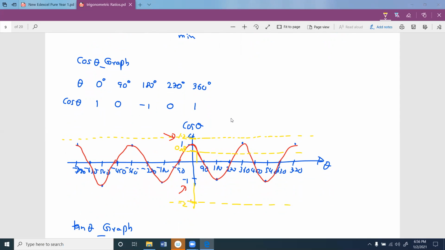Should I do cos -2? Sorry, cos inverse -2. I just made a mistake. Cos inverse -2, that's a math error, because there is nothing. There is no range that exists for this cos inverse -2.